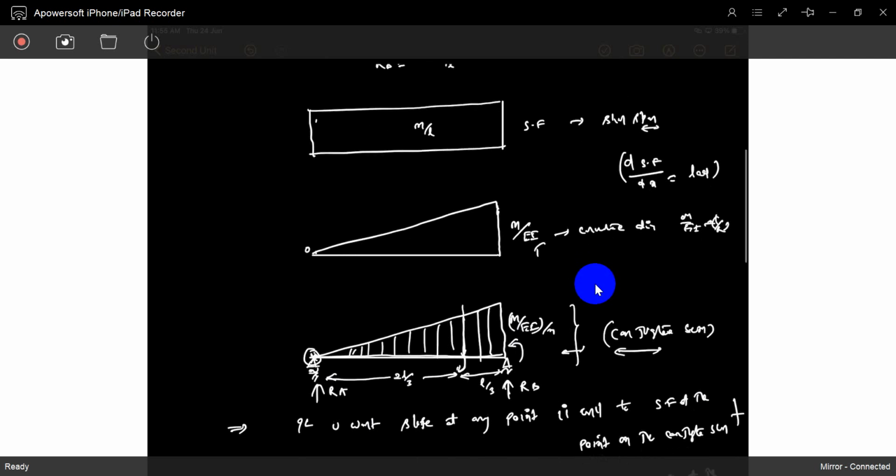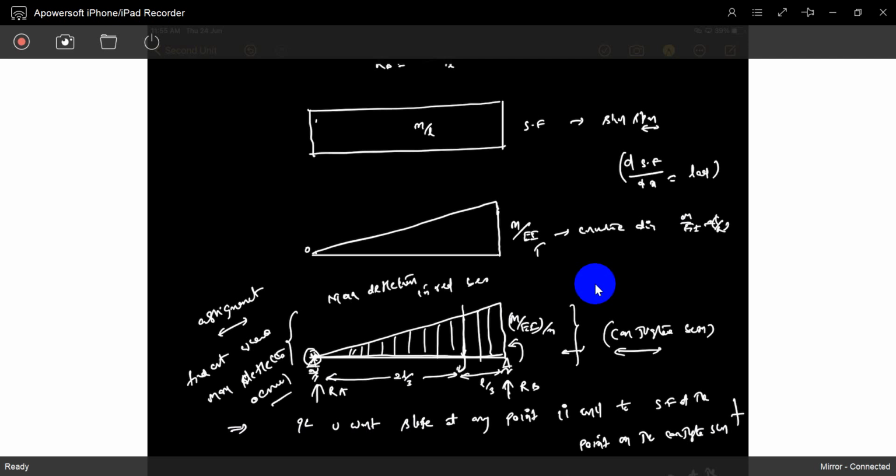So that is one assignment. You already solved this type of beams, simply supported with varying load. Yesterday also I solved varying load. So solve it as an assignment. Find out where the maximum deflection will occur, and what is the maximum deflection in the real beam, not the conjugate beam. So you can check it as the original simply supported beam. Okay, that's it.